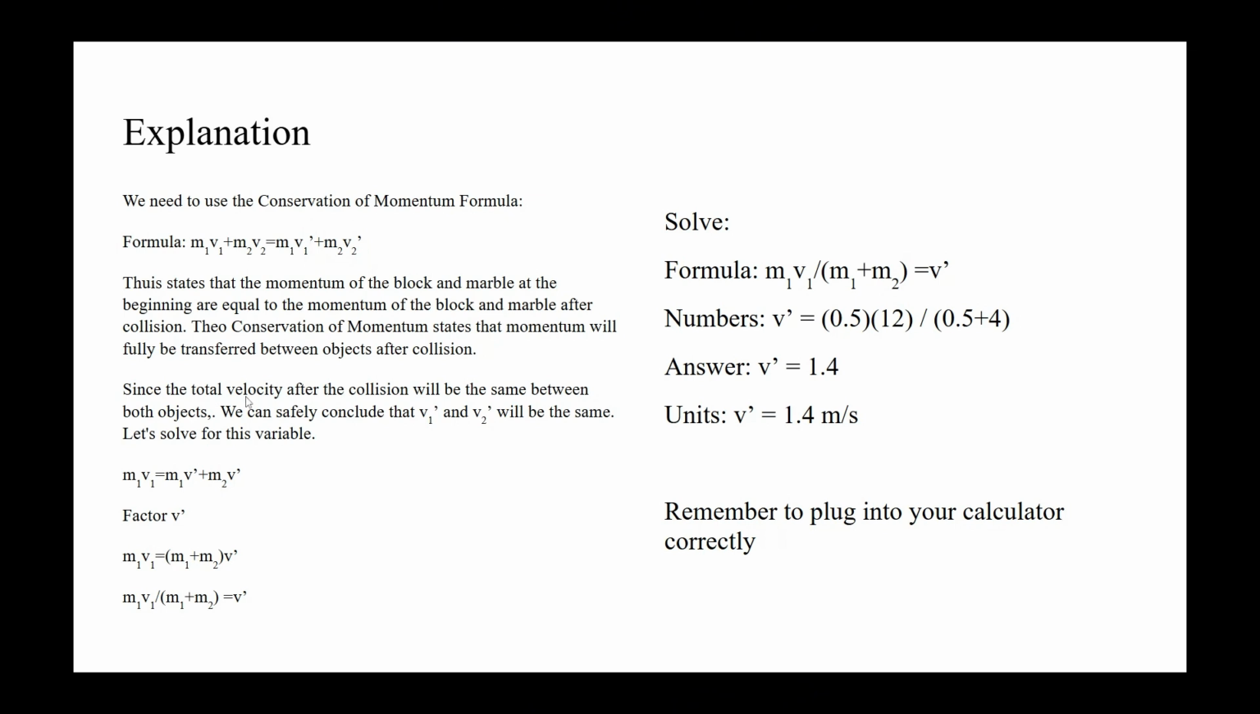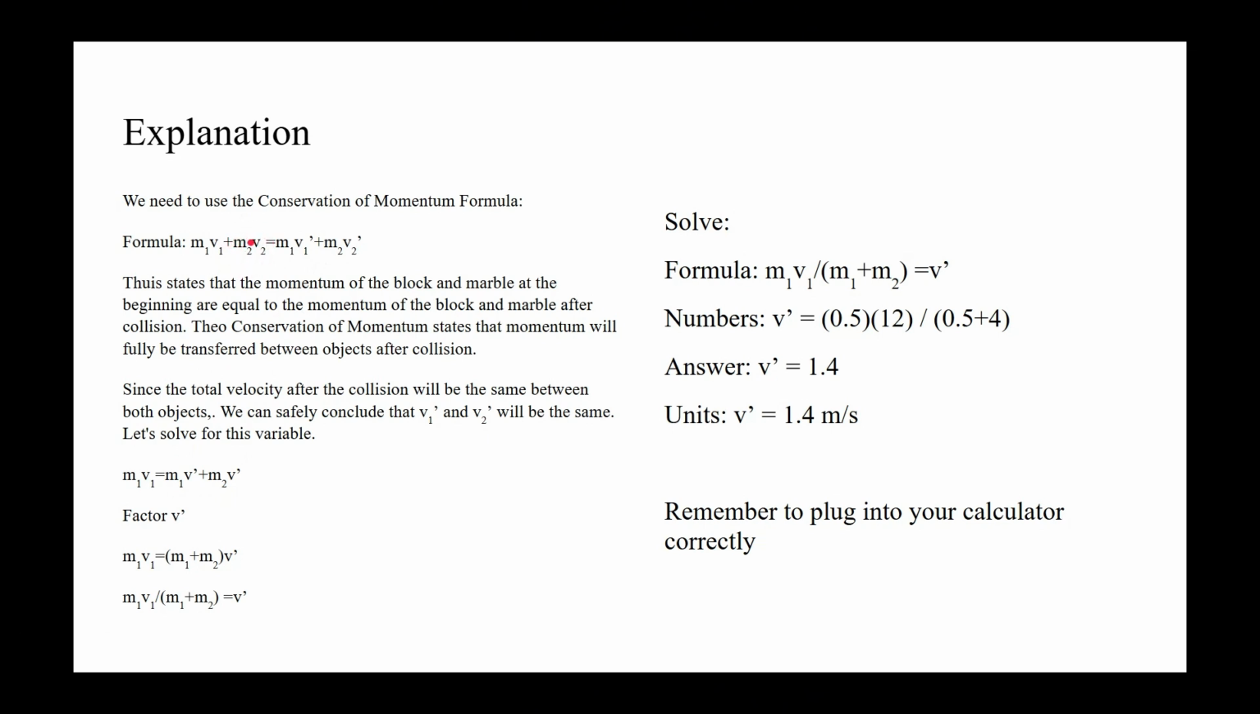So, since the total velocity after the collision will be the same between both objects, we can safely conclude that V1 prime and V2 prime will be the same. So we need to isolate this variable, solve for it, so we can figure out the velocity after the collision. So we can cancel this out because it's 0.